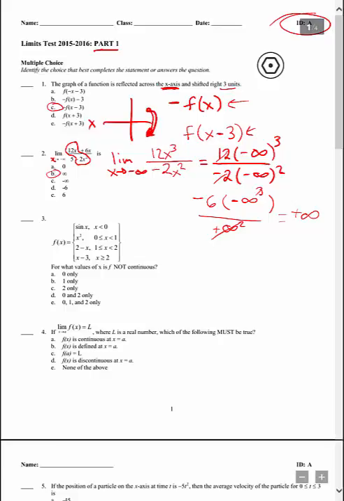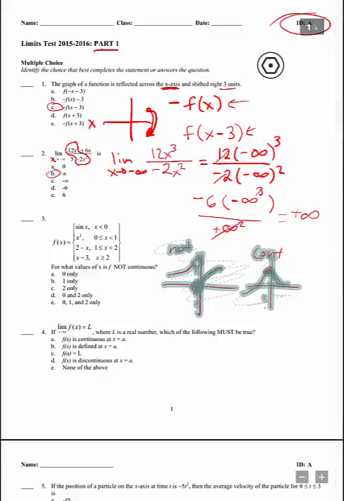Alright, number 3 says for what values of x is f not continuous. When a graph is not continuous, one of the cases could be that you have a jump, and that's the most common thing for a piecewise function. You could also have a hole there, but then from the right side it would go to that same spot, and so that would be continuous and not continuous. Basically what you're doing is checking if the y values are the same from the left and right side.